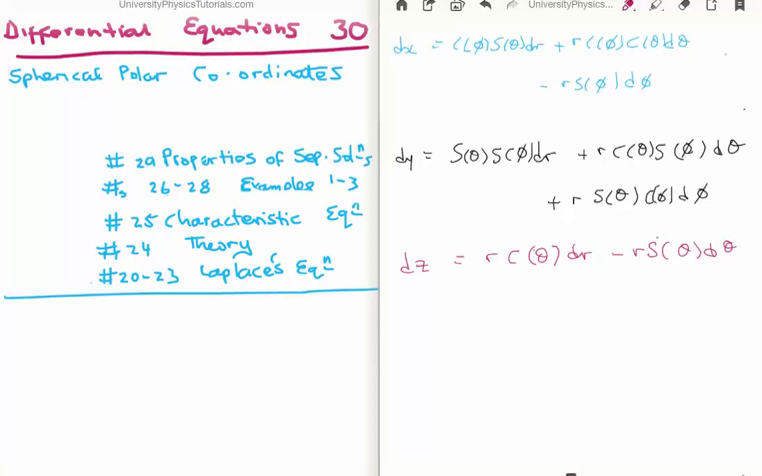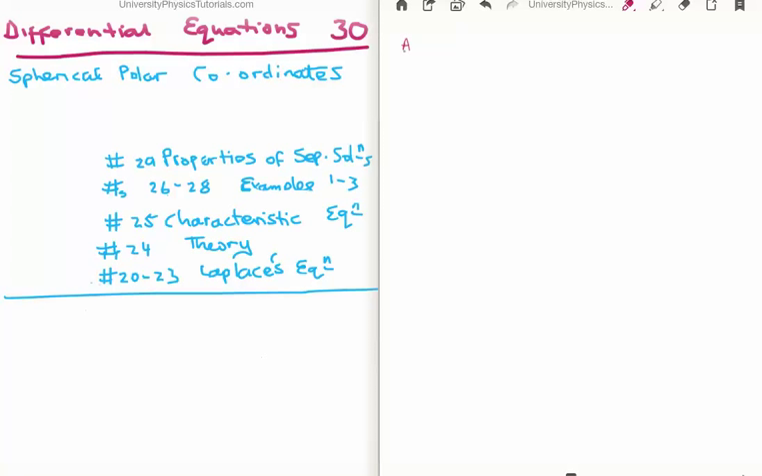So what we do next is we note the following: if we want to write an arbitrary vector in Cartesian space, let's say A, it's going to be A sub x in the i hat, A sub y in the j hat, and A sub z in the k hat. But we're trying to transform from Cartesian coordinates to spherical polar coordinates, which means we're going to have an A sub r hat, an A sub theta hat, and an A sub phi hat. So the question is, how do we calculate each of these components?